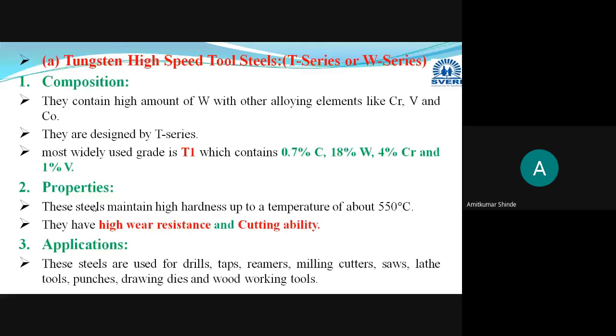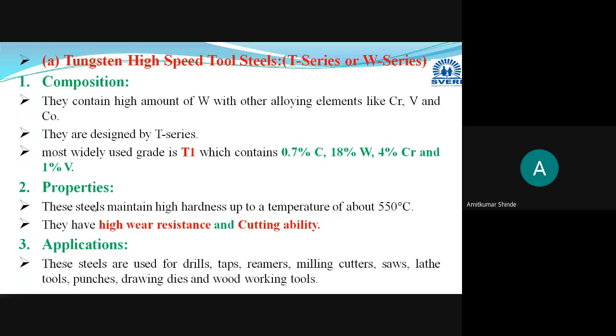That tools are manufactured with the help of this tungsten high speed tool steels and molybdenum high speed tool steel also. Different kinds of the punches, drawing dies, all these can be manufactured with the help of tungsten high speed tool steels as well as with the help of molybdenum high speed tool steel.